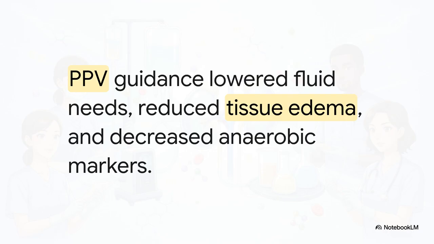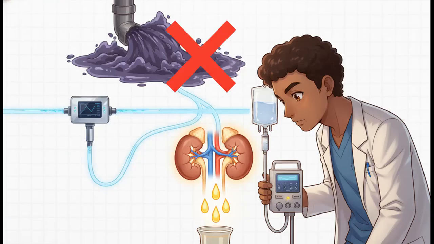Now, while the ultimate rates of DGF didn't reach statistical significance, largely due to the trial's small size, though it's worth noting the only case of DGF occurred in the CVP group, the dynamic PPV approach demonstrated clear, undeniable clinical superiority in reducing those secondary volume-related morbidities.